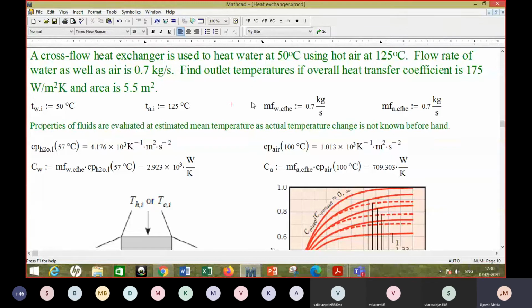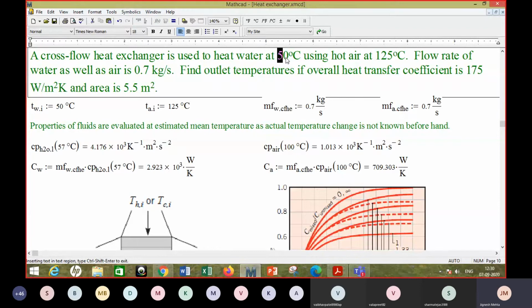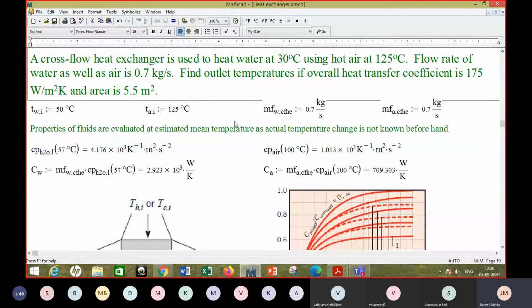So water is available at 50 degrees Celsius. It may be a bit lower temperature also. We can modify the data a bit. Let's say we put it 30 in place of, okay. So tap water is, let's say, available at 30, or it might be the case when you are recirculating the water. So the outlet water may not be at the ambient temperature, right? It may be at somewhat higher temperature. So let us stick with 50 as of now.